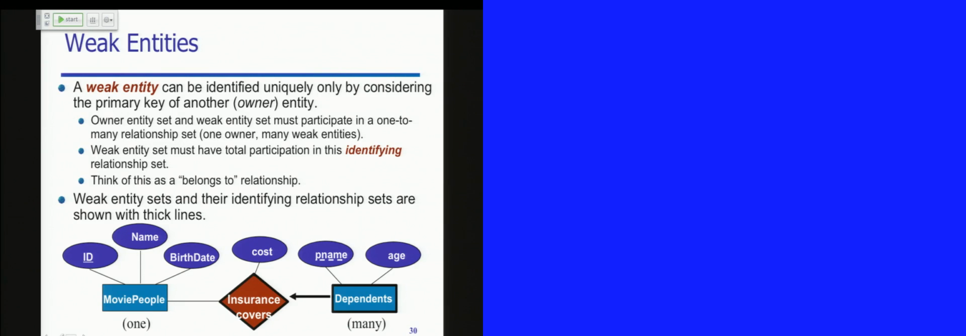Any questions about what a weak entity is? Question at the back: why is P name shown with a dashed underline? Can I get your name? Norman. So the question is, why is this dashed on the line? The reason is, it's a key but not really a key. P name is going to be part of a key, but I can't guarantee that all my dependents have different names. So P name combined with the ID together are going to be my key for this weak entity, dependents. That's why it's a dashed line, because it's not really a key, but it's part of it.